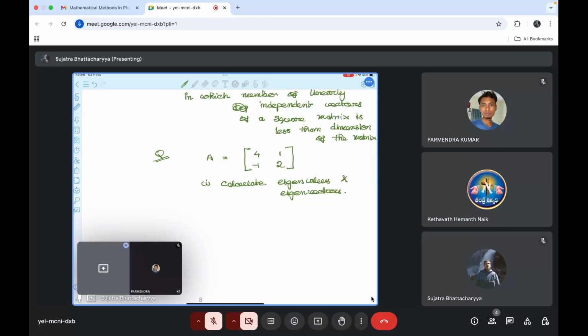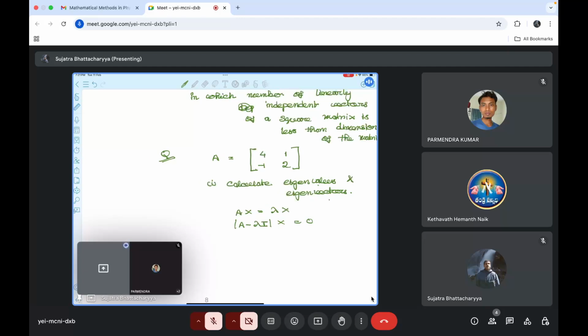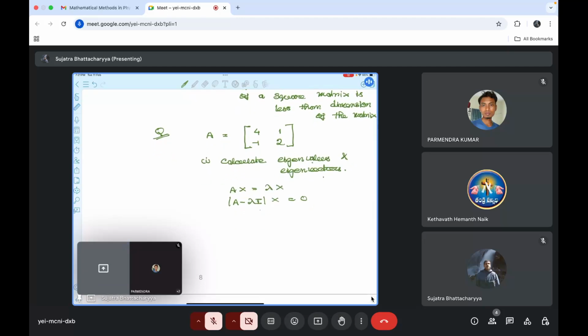Okay, this is the first part. Calculate the eigenvalues and the eigenvectors. So what to do? We know that Ax is equal to lambda x. We also know that (A minus lambda I) x should be equal to 0. And we want lambda and the vectors, right? So we cannot put x equal to 0. We will choose the non-trivial solution, that is, the determinant of A minus lambda I should be equal to 0.